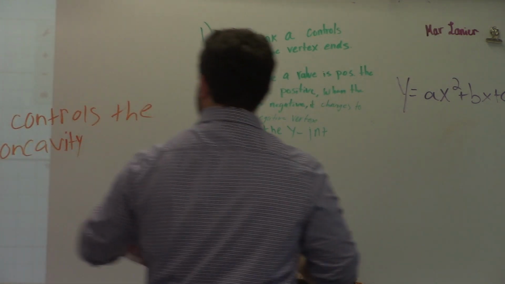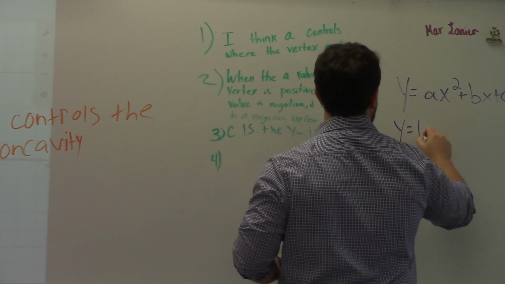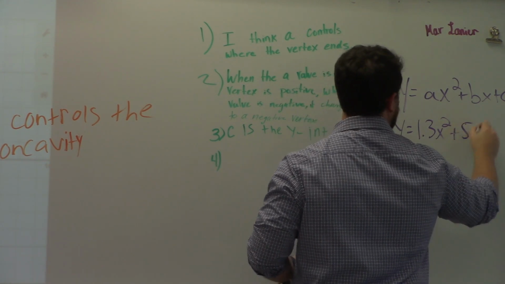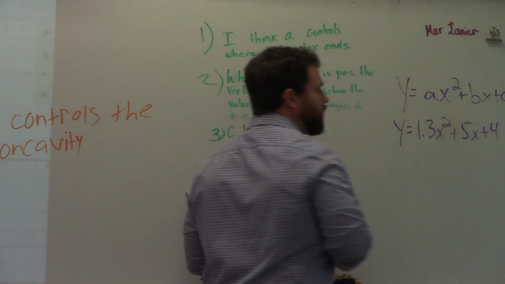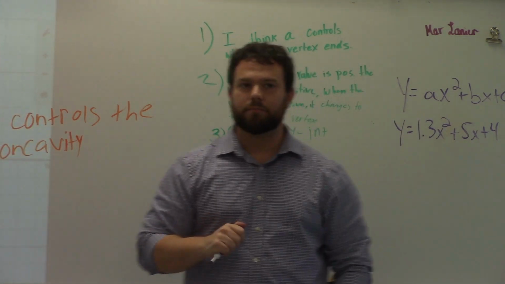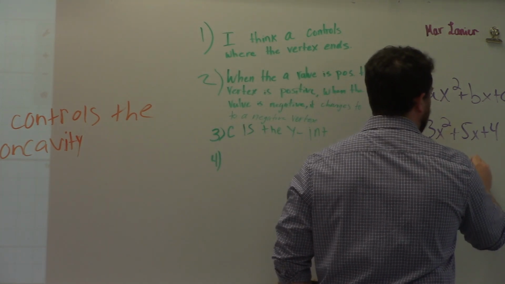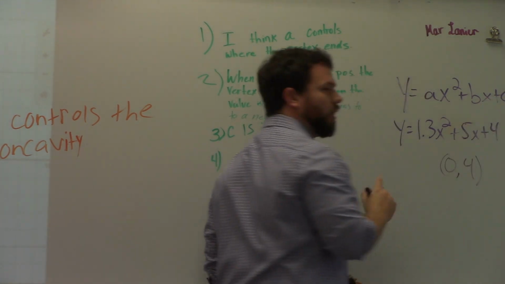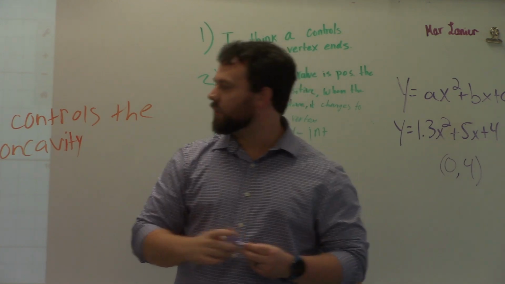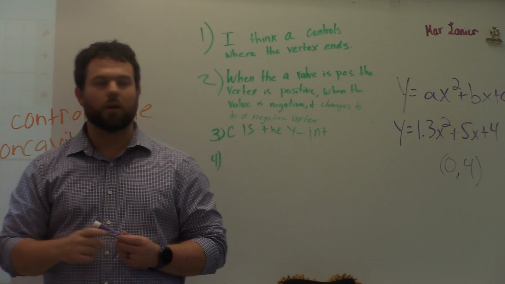And so very clearly, right now I have this equation, y equals 1.3x squared plus 5x plus 4. And so what is my y-intercept? You see it on the graph. What's my y-intercept? 0.4. And I need y'all to be careful about this, because most people want to say that C on its own is the y-intercept. But the y-intercept is a point, is it not? And every point needs more than one number.